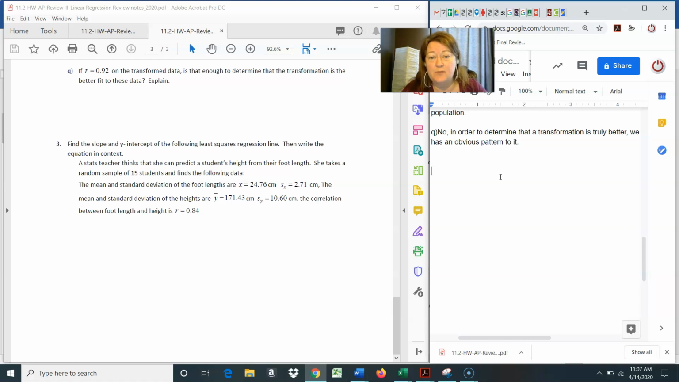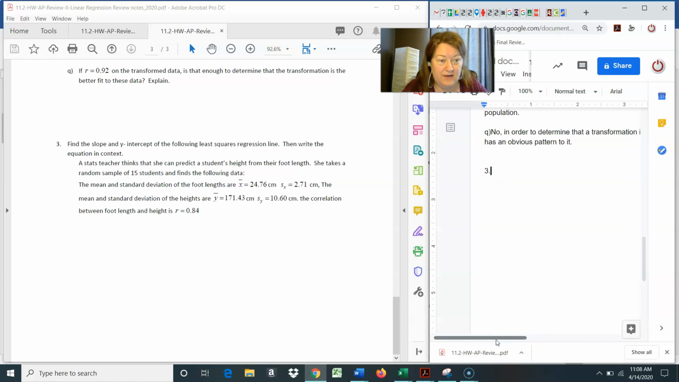It says find the slope and the y-intercept of the least squares regression line, then write the equation in context. They are giving me a point that must go through the least squares regression line. So the first thing I know for number 3 is that x bar and y bar are a coordinate point on the line. So I have a point, but I don't have the slope, so that's where I'm going to start.